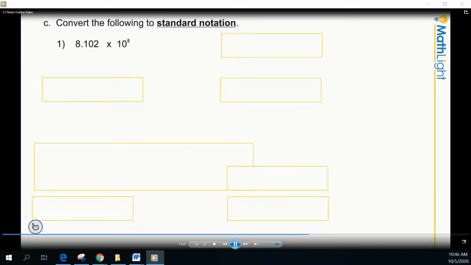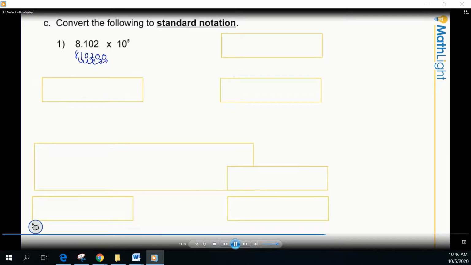Let's go back the other way now. Let's go to standard notation. So now you have to go backwards. First off, note your exponent. It's a positive exponent, so it's going to be a big number. All I have to do is take my decimal point 5 places to the right. 1, 2, 3. I need a placeholder. 4. I need another placeholder, and that'll put it there. So if you notice, I can go 1, 2, 3, 4, 5.